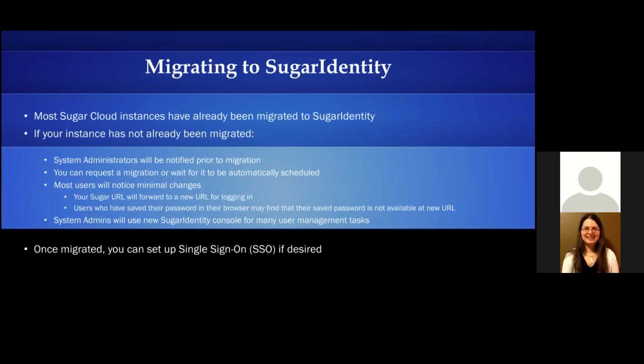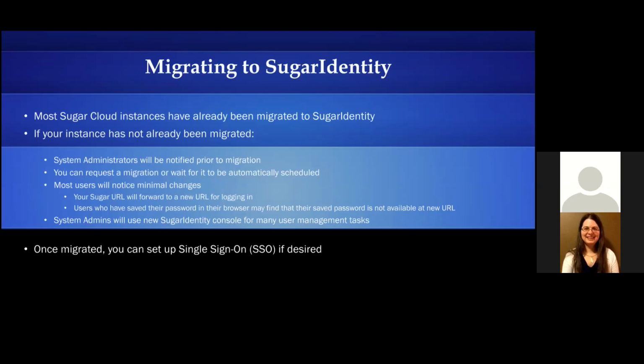The one change that users may notice, especially if they have a saved password, is that the URL is going to change. They'll still go to the same URL as always when logging into Sugar, but it will forward to a new URL that has the actual login screen. If you have your password saved in your browser, depending on the browser or tool you're using, that may not be linked to the new URL. So some users may need to go through a password reset if they don't actually know their Sugar password, but only have it saved in their browser.